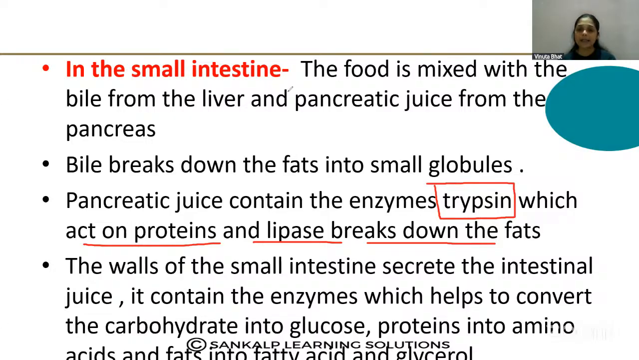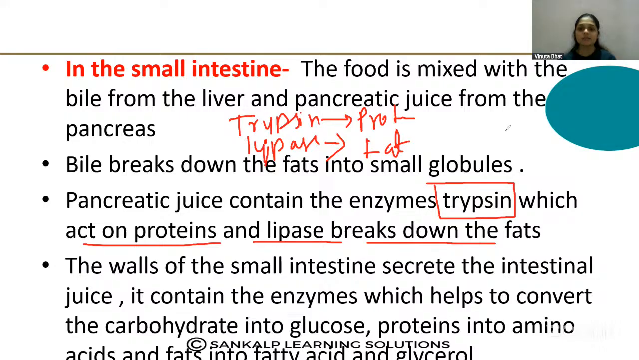So the pancreatic juice contains trypsin, which acts on the protein, okay, which is helpful for protein digestion. And lipase, very important, the enzyme names are very important. Lipase breaks down the small globules of the fats, okay, so it is involved in fat digestion.